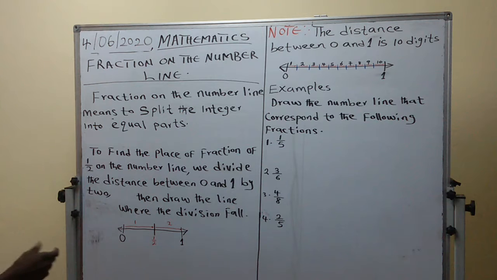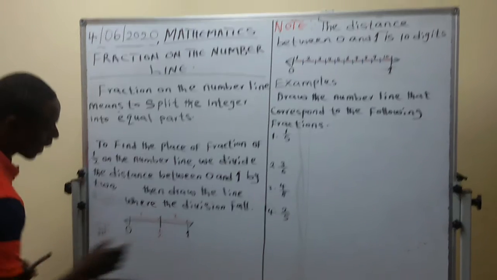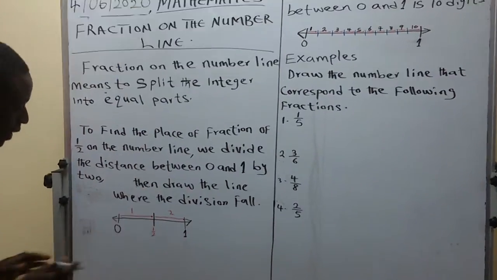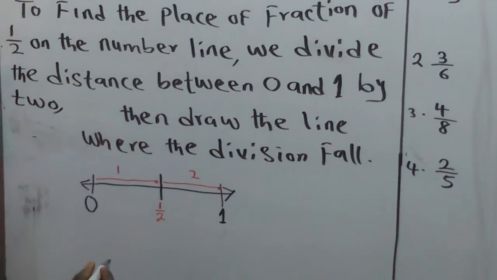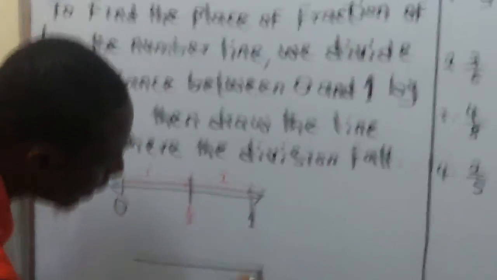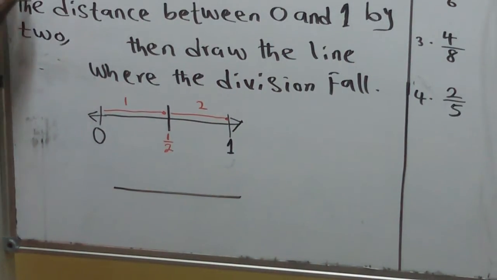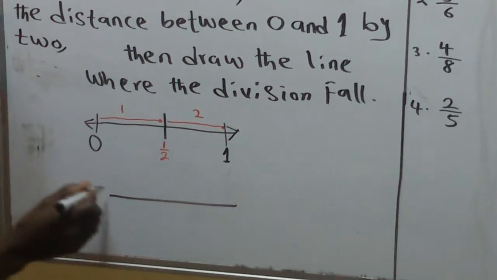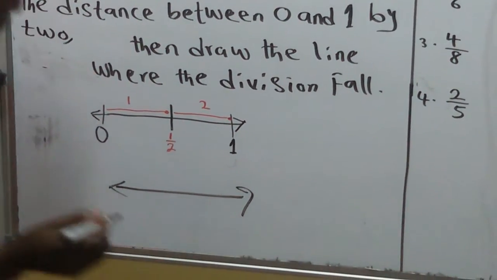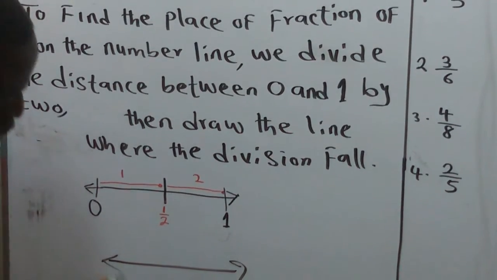Now let's see this. This is a line. I have written it here already, but for you to understand what I mean, I will write it again here. This is a line. Now, I said to find 1/2 on the number line, you have to divide the line by 2.